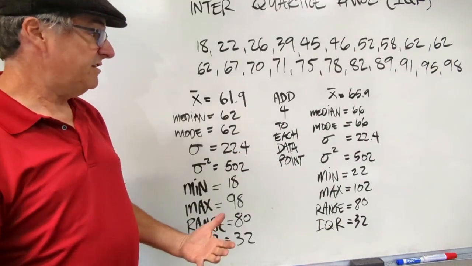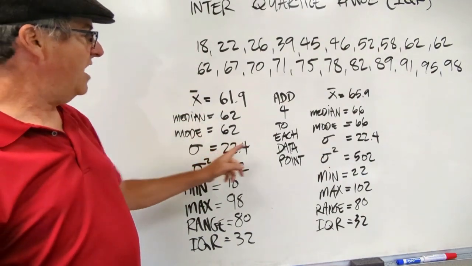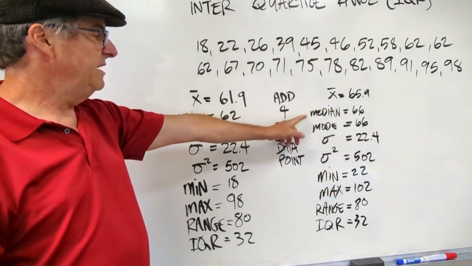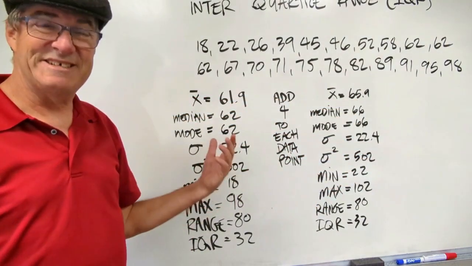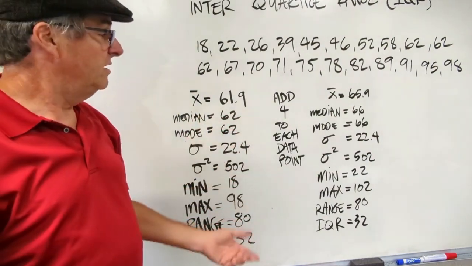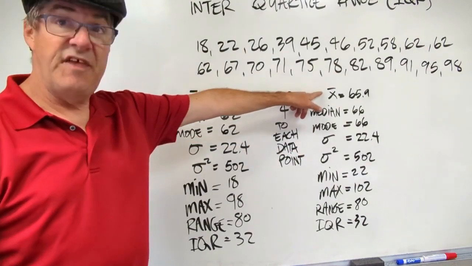When I went to my calculator and added 4 to every data point in here, what I've got is my mean increased to 65.9, my median and my mode also increased. That makes sense because I just increased every value by 4. So these values just increased by 4, as did that one.